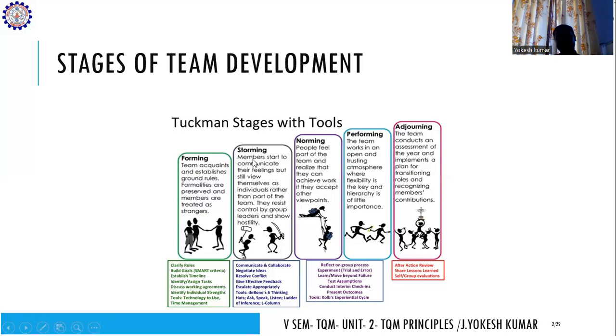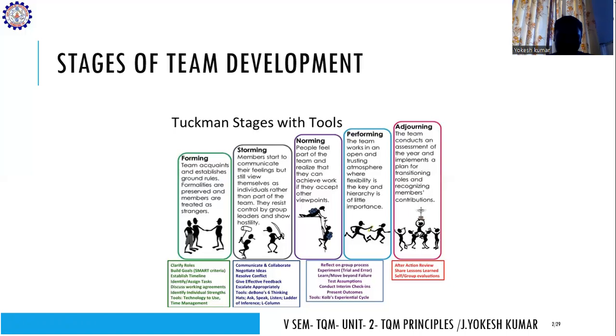In the case study, the second stage is storming. The members start to communicate their feelings. They share their views with each other rather than single-way communication. It is two-way communication. They share ideas among themselves, which is used for the fruitful functioning of the process. So in the storming stage, they communicate and collaborate.